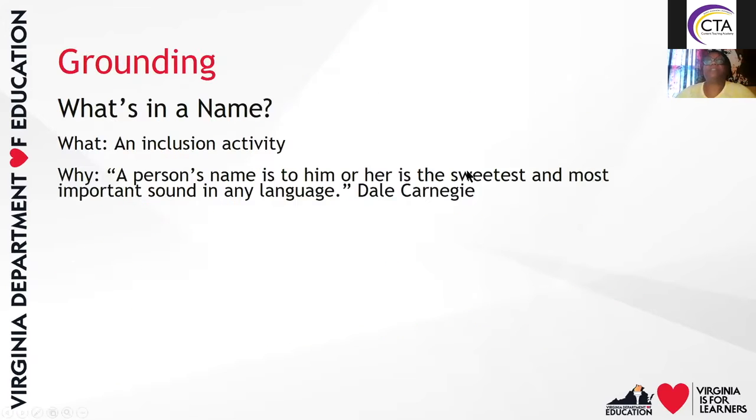So let's get started. I'm going to start with a little activity that I would like for us to do. Basically it's called What's in a Name? And this is an inclusion activity. Dale Carnegie said, a person's name is to him or her the sweetest and most important sound in any language. And a lot of people feel like they have a complicated name, which I don't think mine is, but that might be just me.